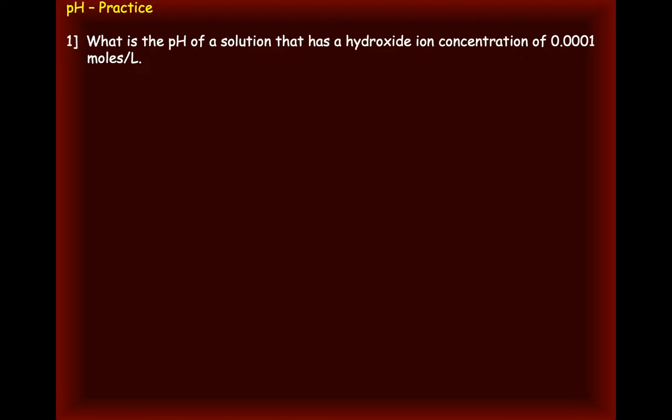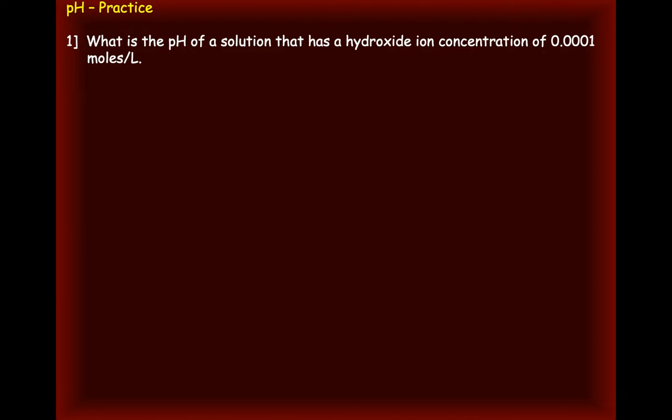All right. And moving on, let's practice our pH stuff. We want to know what is the pH of a solution that has a hydroxide ion concentration of 0.001. And let's change that quickly to 1 times 10 to the minus 4. You may want to do that.